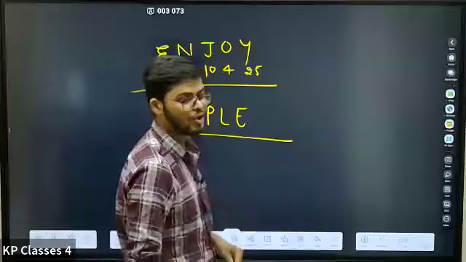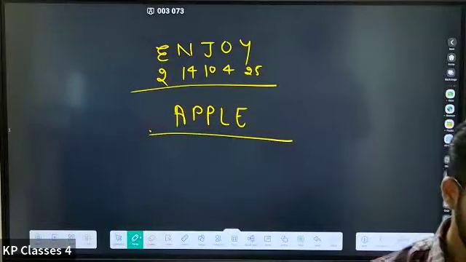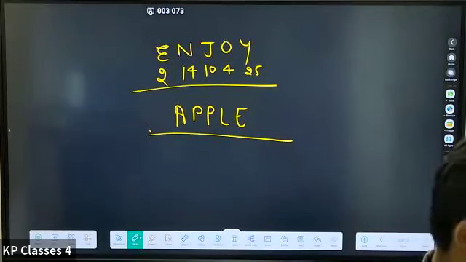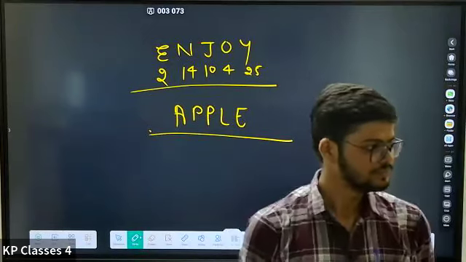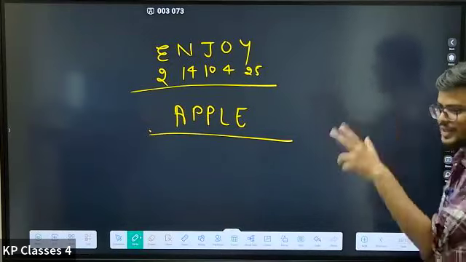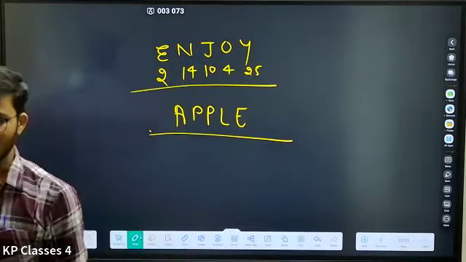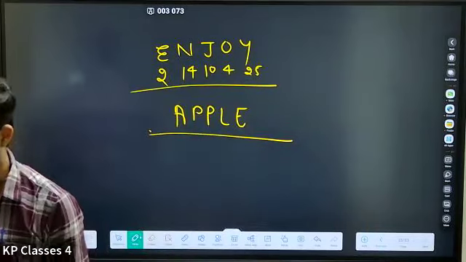Now, this is a question on again coding and decoding. What kind of patterns can be there? Now, can you guys let me know the answer on the same? Enjoy in a certain code language is coded as 2, 14, 10, 4, 25. How in the similar code language will Apple be coded?